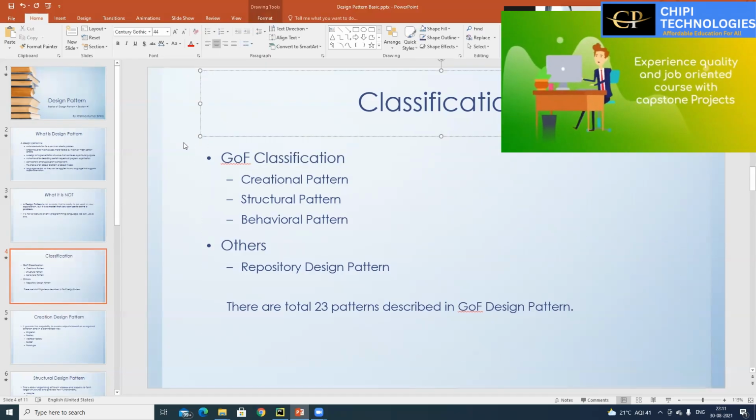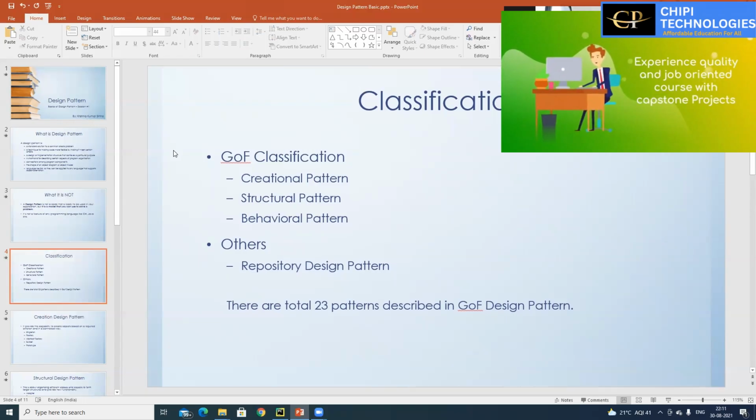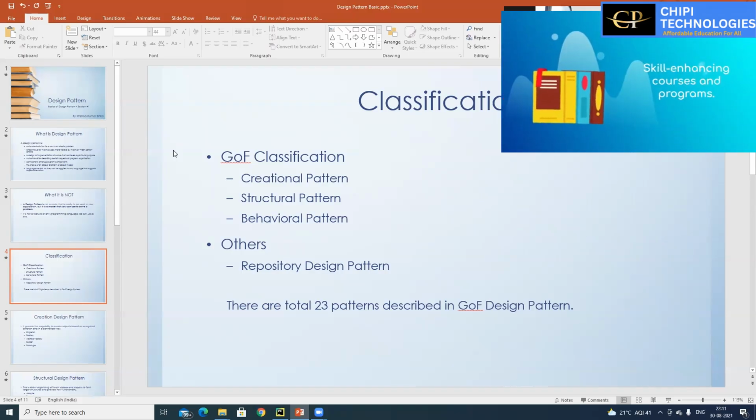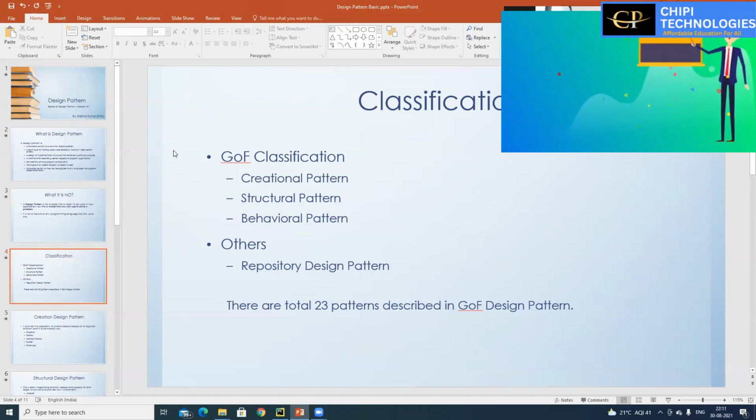If you go with the GOF classification, this is one of the very important questions for the interview as well, so please take a note of it. What are the different types of design patterns we have? Mainly we have three: creational, structural, and behavioral.